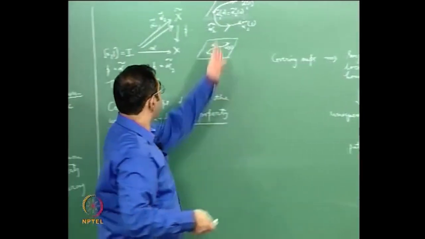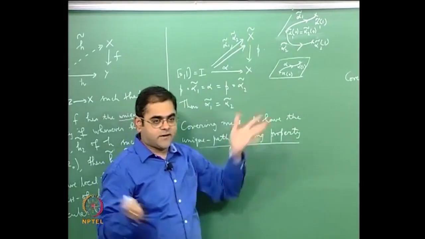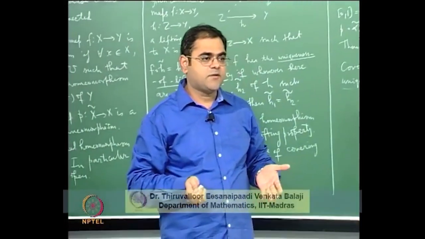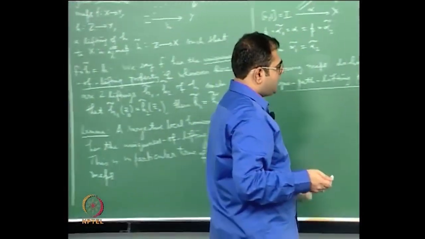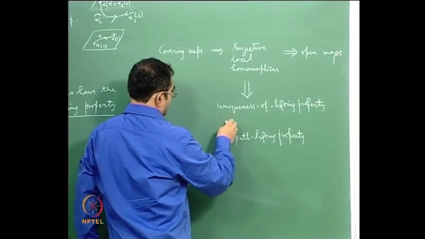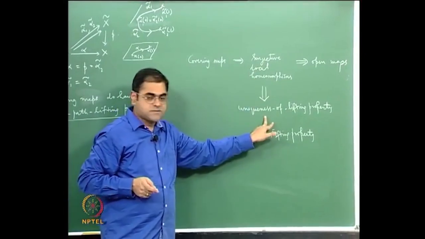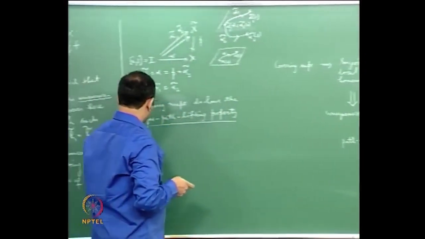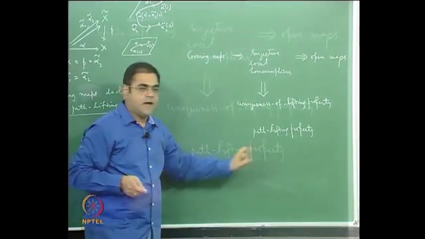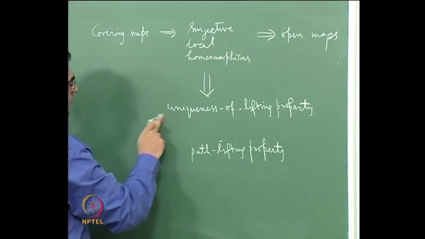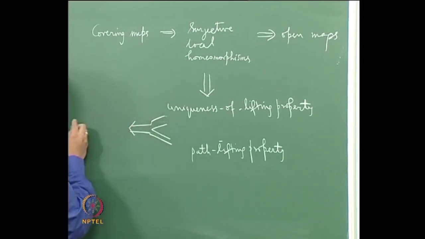Any map can have a path lifting property, which you can define in a very simple way. A path below can be lifted to a path above, okay. So I can define it for any map. Any map can be said to have a path lifting property if, given a path below, you can lift it to a path above, okay. So what I was trying to say is, if you take a covering map, you are going to get a uniqueness of lifting property, because of this series of implications. And then I'm also telling you here that there is a path lifting property, which means that you also have the existence of lifting paths, okay. These two put together give you the unique path lifting property.